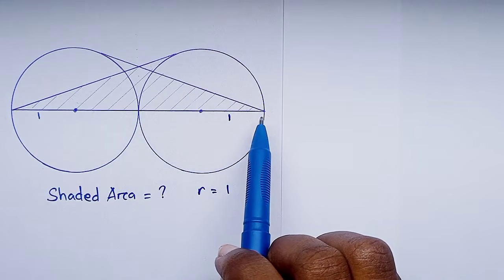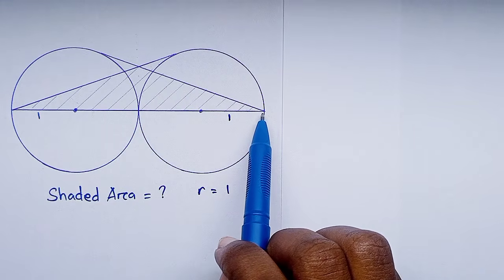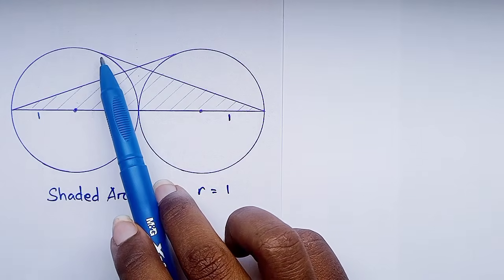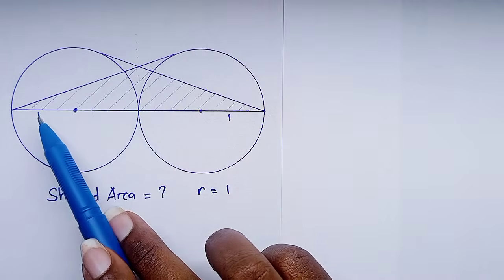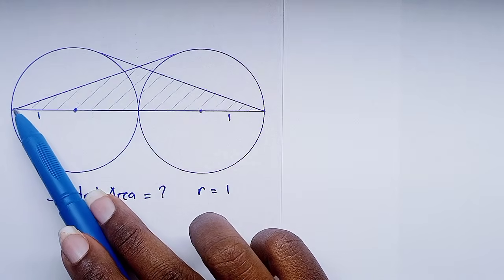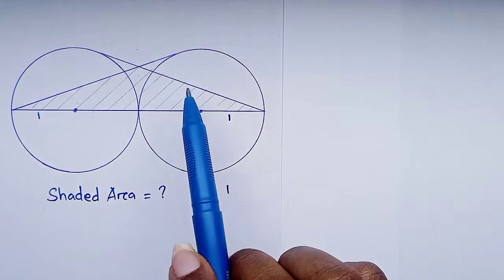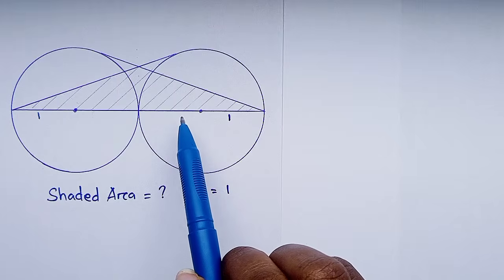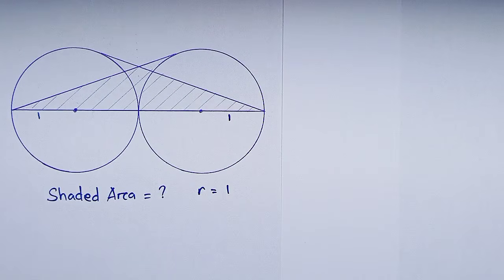And they are subtended by a line from the diameter of one circle to the circumference of the other circle, and also diameter of this circle to circumference of this circle, forming this triangle for which they need us to find the area.